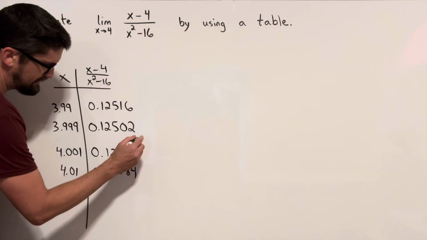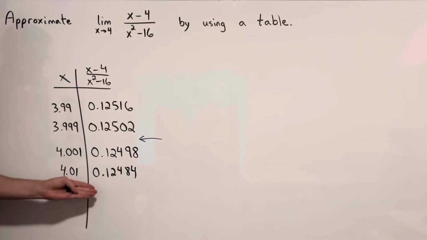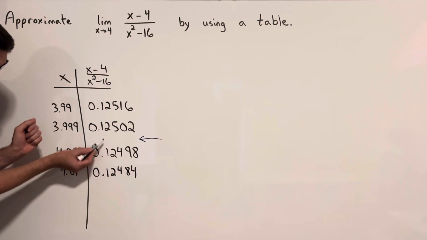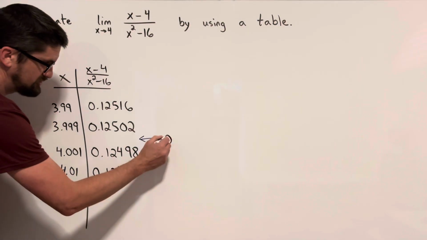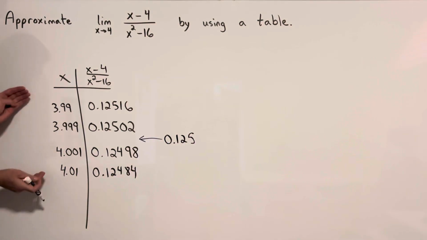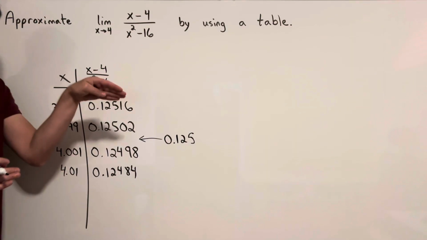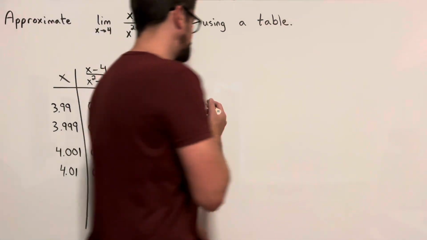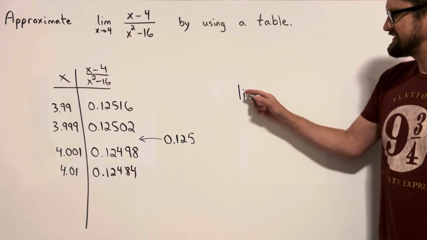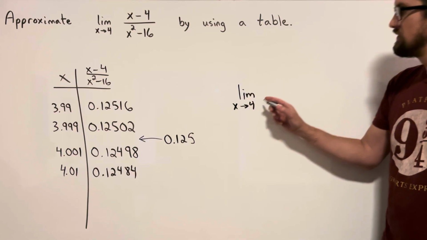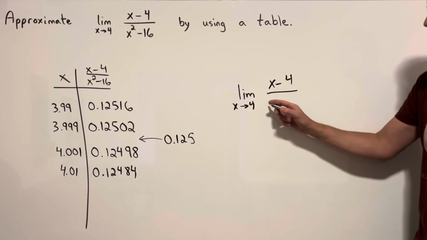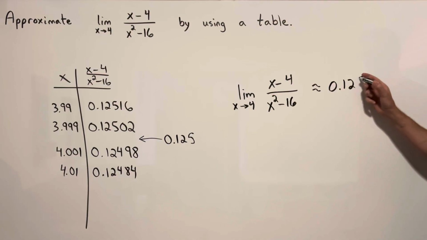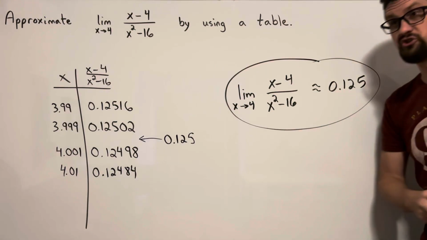So we're trying to find the limit of this function as x approaches 4. You can see as we're approaching it, if you go halfway between these two numbers, you get 0.125. So I'm going to assume as x approaches 4 that it's going to converge to this 0.125 number. So the limit as x approaches 4 of this function is going to be approximately 0.125.